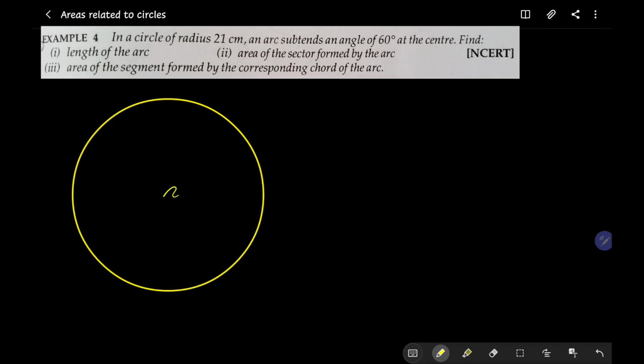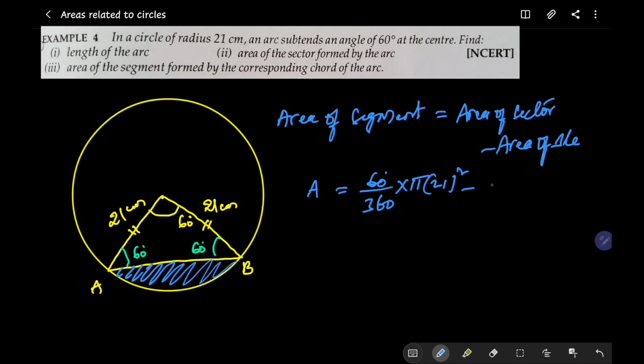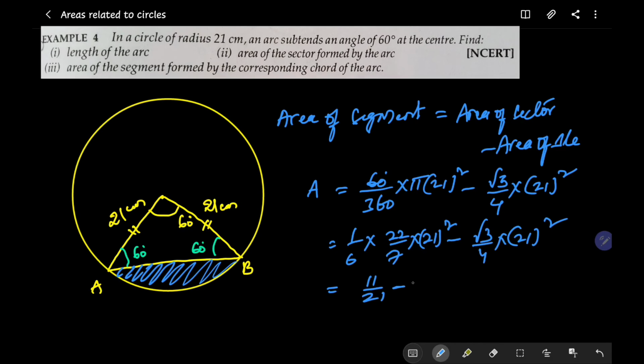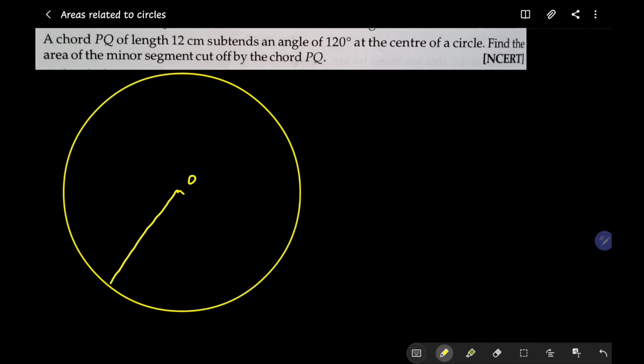As the central angle is given as 60 degrees and the sides OA and OB are equal, the other two angles will also become 60 degrees. Hence, this triangle will become an equilateral triangle. The area of the segment in blue color is now obtained by subtracting the area of the equilateral triangle from the area of the sector. We know the area of the equilateral triangle is √3/4 into a square units, where a is the side length of the triangle. After substitution of the given values and simplifying, we'll get the area of the segment as 40.05 centimeters square.